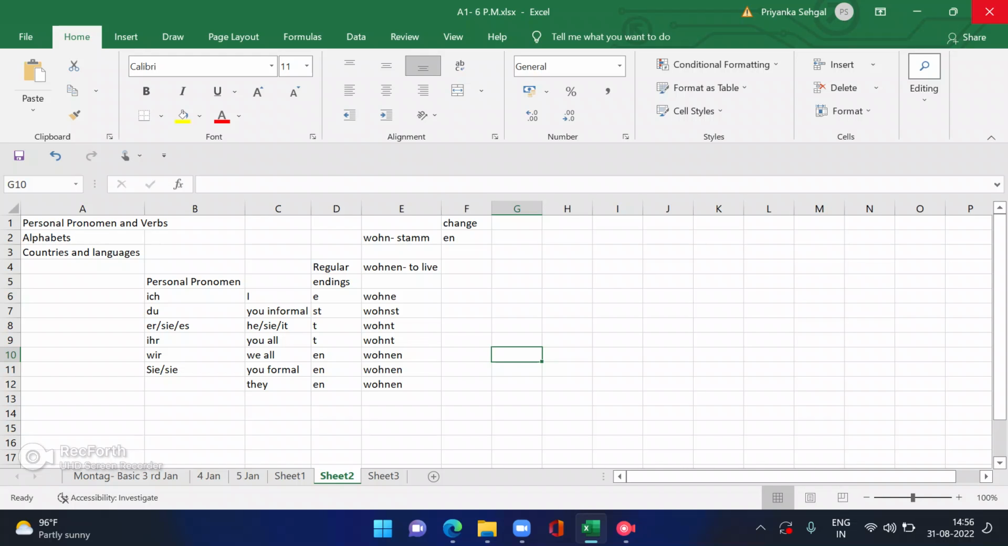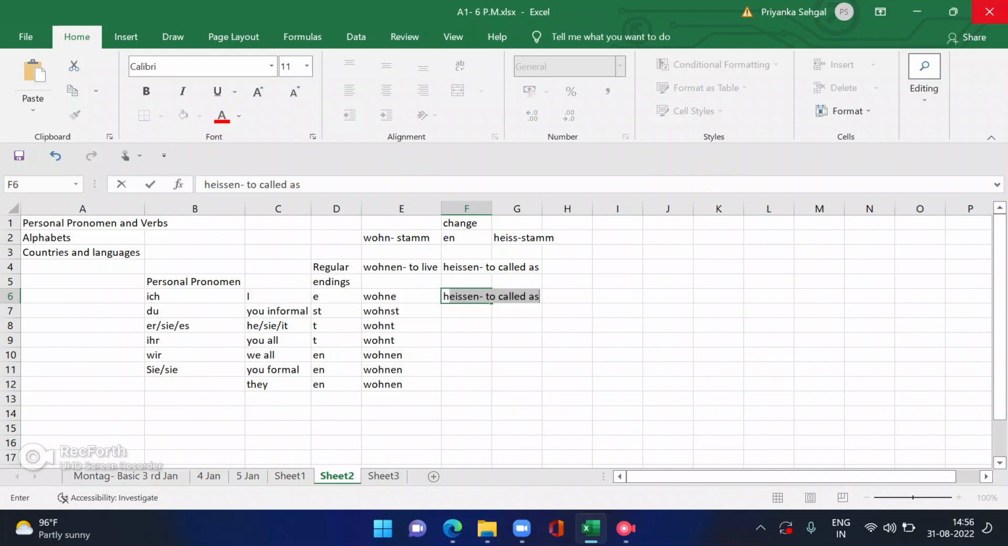Slowly, this is the third session. This is the third part of the session only. So don't worry. Slowly, we are going to learn everything. But right now, I'm just telling you the regular verb endings, how to conjugate them. So I told you about wohnen. I will also tell you about heißen. That is to be called as. Now how will it be done? What is the stem in this heißen? Heiß. This is the stem. The stem is not going to change. What is going to change is the EN.